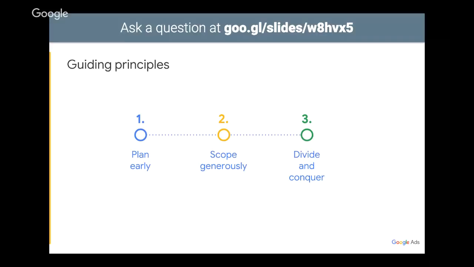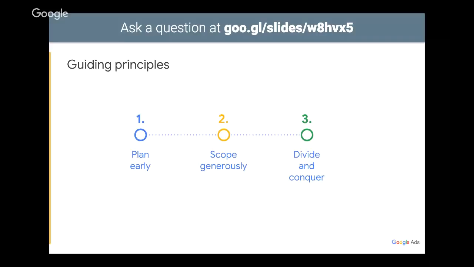Second tenet here is to scope generously. Whatever you're planning, whatever you're thinking, add a little bit more time. This is not necessarily going to be a trivial migration. This is not like going from one version of the AdWords API to the next, like 2018-02 to 2018-06. This is going to involve a little bit more effort. So please scope a little bit more time than you otherwise would.